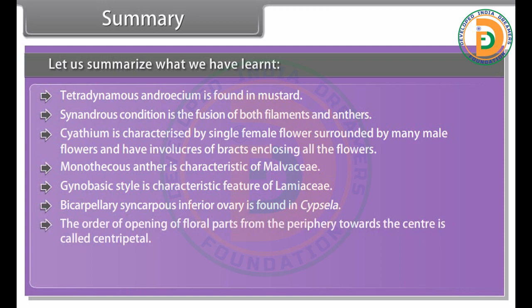The order of opening of floral parts from the periphery towards the center is called centripetal. Glumes represent bracts. Smallest flower is Wolffia.